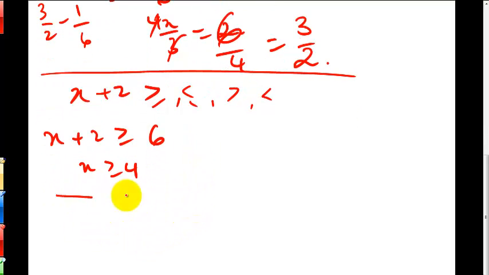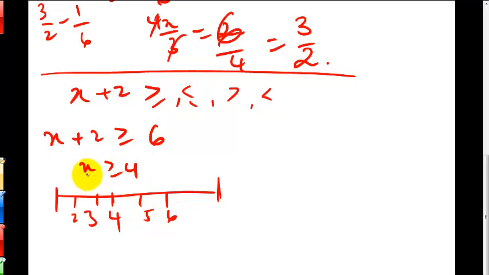How do I sketch this on a number line? That's 4. That's 3, that's 2, etc. That's 5, that's 6. If a number is greater than or equal to 4, that means it must be going this way, right? So it must be 5, 6, or 7. So you're going to draw a circle for now, and then draw it to the right. Okay? That should be pretty easy.